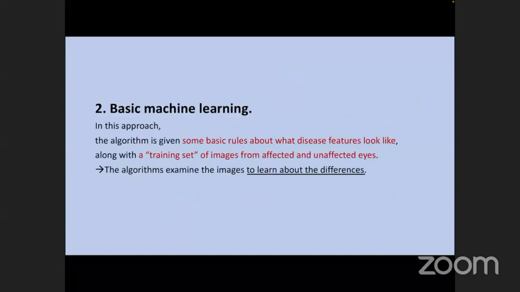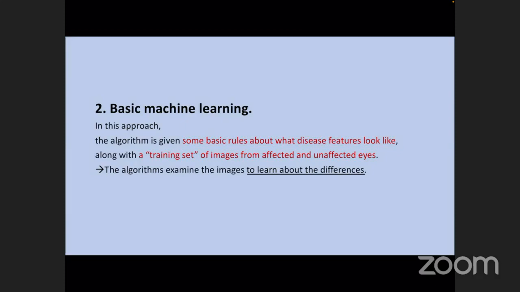The second step by which we can use artificial intelligence is basic machine learning. In this approach, the algorithm is given some basic rules about what disease features look like, along with a training set of images from affected and unaffected eyes. So the algorithm examines the images to learn about the differences.